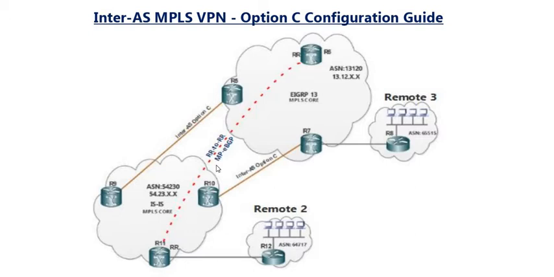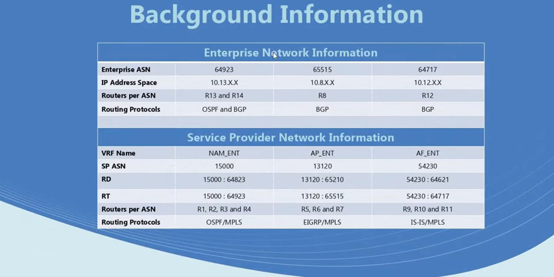In order to get the full grasp of this particular storyline, you need to see the previous videos and see how the progression had been in terms of focus on different parts of the network, especially with respect to this topic, inter-AS MPLS VPN and its various options. Like I said before, the enterprise network information are just the ones on top, while we have the service provider network information, and these are the VRFs that are actually configured, and the AS numbers, the RT and RDs as well, the routing protocols internally, and also with respect to the BGP that they are running. This is actually the table that shows the information with respect to each of those parts of the network.